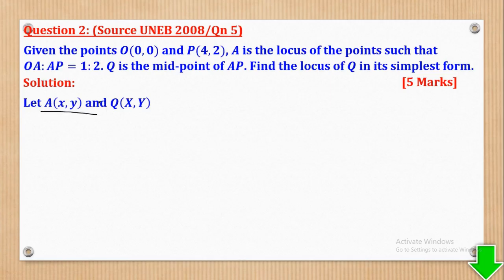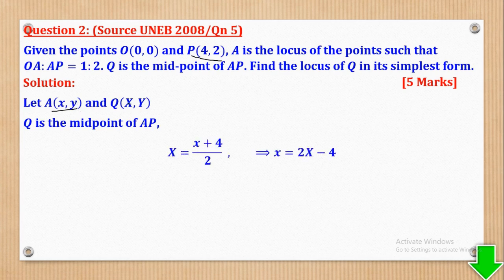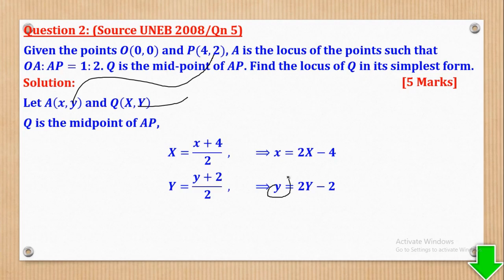So let A, remember, like I told you, the variable point is usually denoted in terms of x, y. It can be capital letter or small letter. Since we have two, one will be a small lowercase letter, another one will be uppercase. So Q is the midpoint of AP. The good thing, we know P, and we have said that A is that. Therefore, it means that the x-coordinate of Q will be the average of these two, this and this, over 2 to come up with this. Therefore, when I make small x the subject, it will come up with this. Then the y-coordinate, this plus this over 2 will give you capital Y. And when I make small y the subject, it will come up with this.